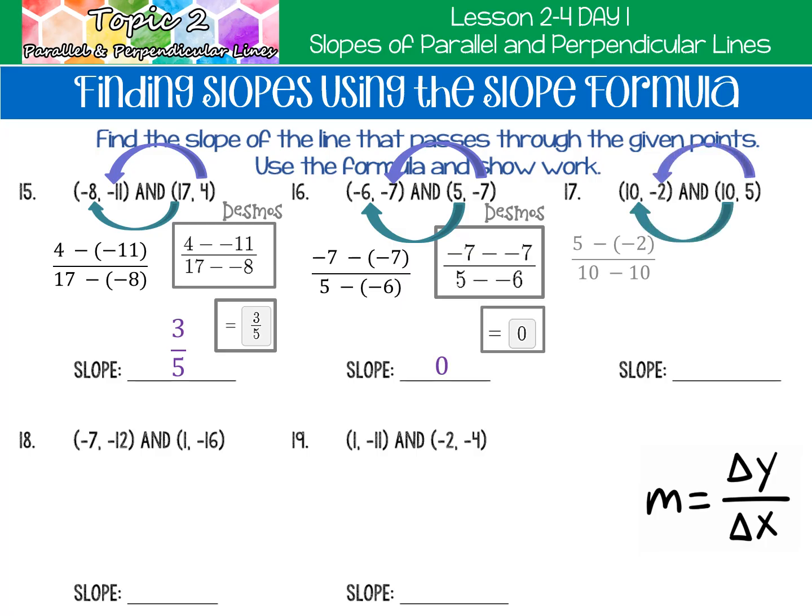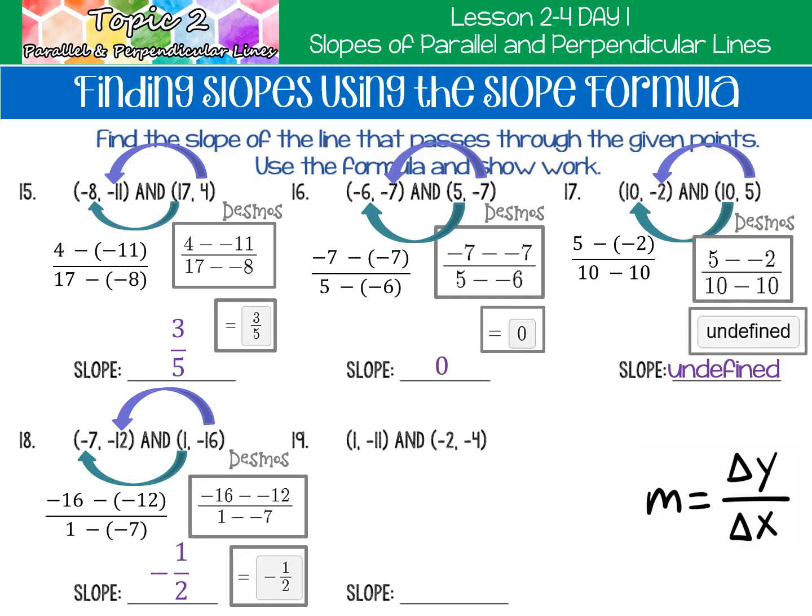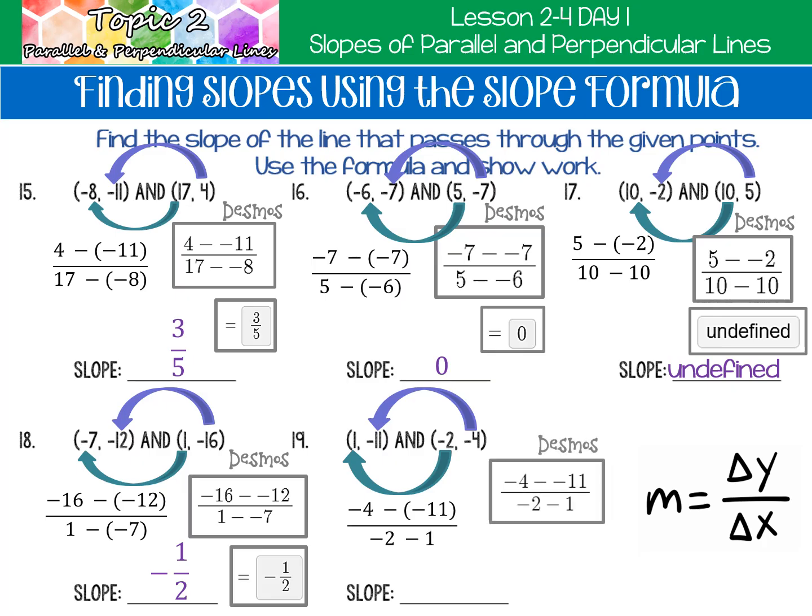Change in y over change in x. 5 minus negative 2 over 10 minus 10. Desmos actually tells you it's undefined. A graphing calculator is going to give you an error message because you can't divide by 0. Change in y over change in x. Negative 16 minus negative 12 over 1 minus negative 7. Put it in Desmos. It automatically gives you the answer of negative 1/2. Change in y over change in x. Negative 4 minus negative 11 over negative 2 minus 1. Put it in Desmos. You get negative 7 over 3.